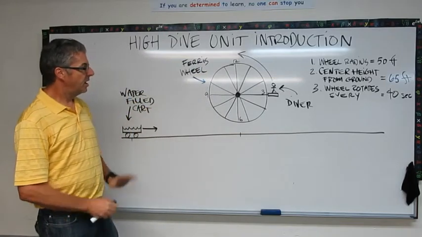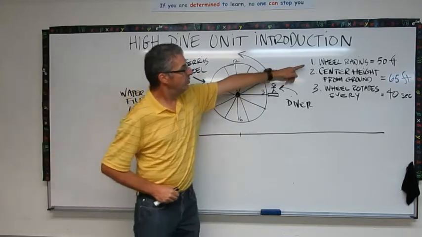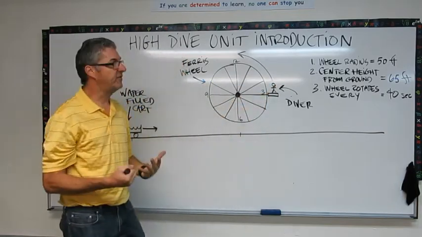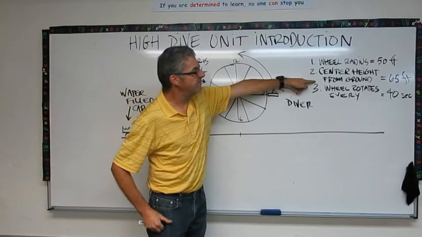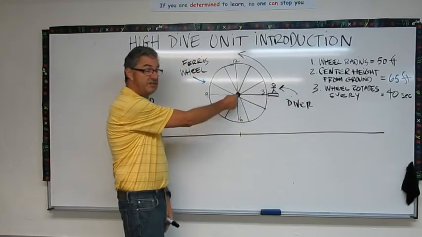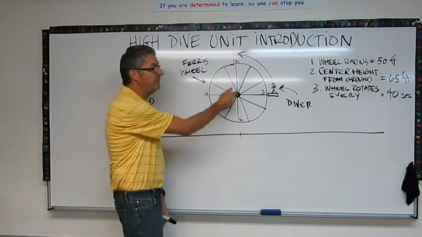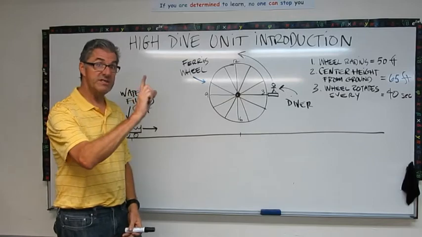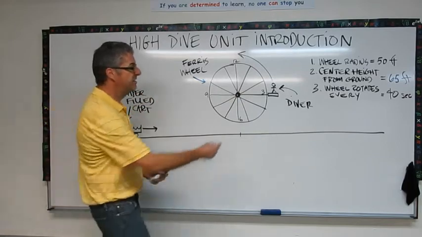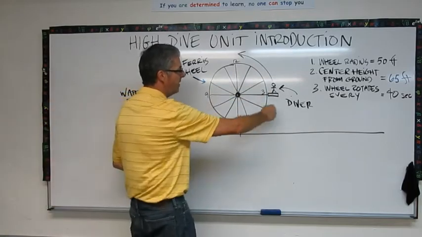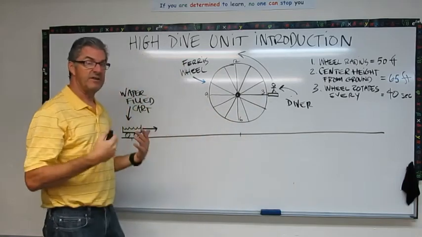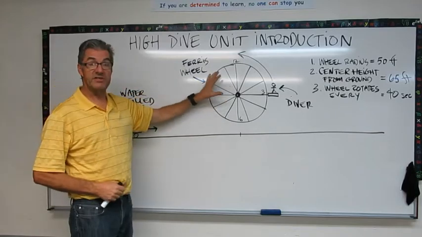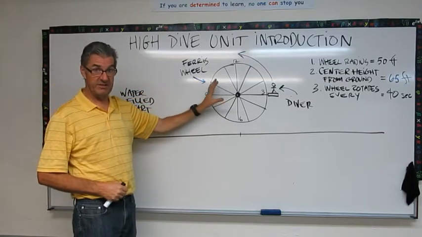Okay, couple pieces of information. The wheel's radius is 50 feet. So from the center to the outside of the wheel, that's 50 feet. The center height from ground, that's this center there, it's 65 feet above the ground. Okay, so that sets up the wheel. The wheel rotates one time every 40 seconds. So it takes 40 seconds to go all the way around till the diver is back again at the 3 o'clock position. So now, with that information, you know how to describe the diver. Okay, that's everything you need to know for the diver.